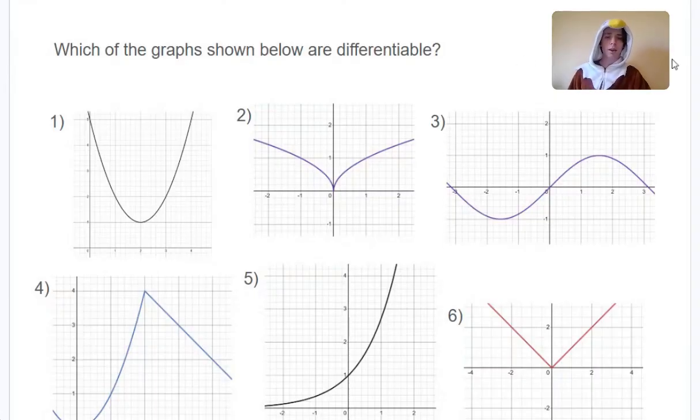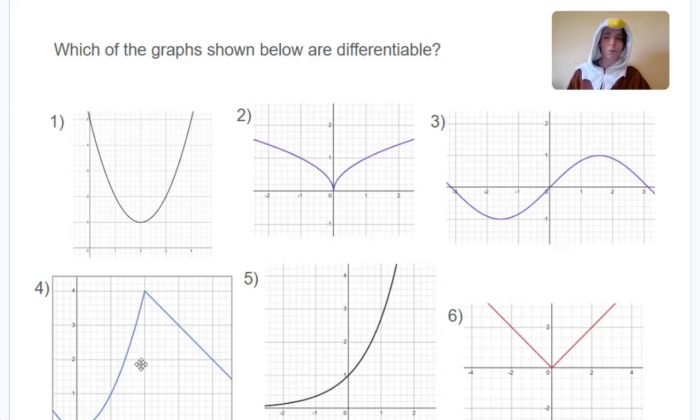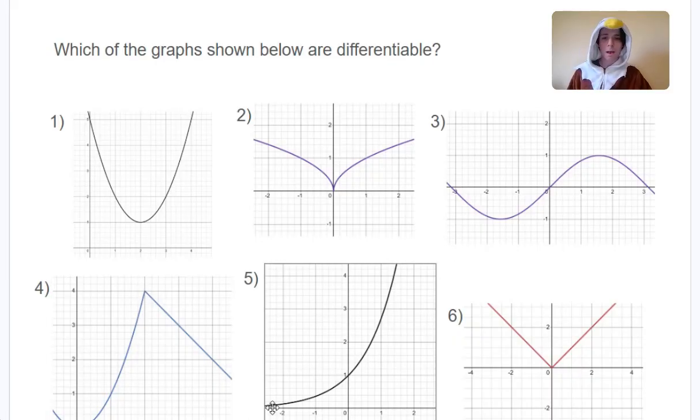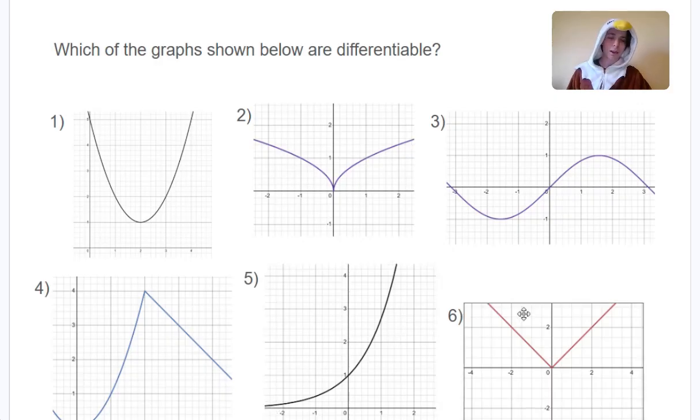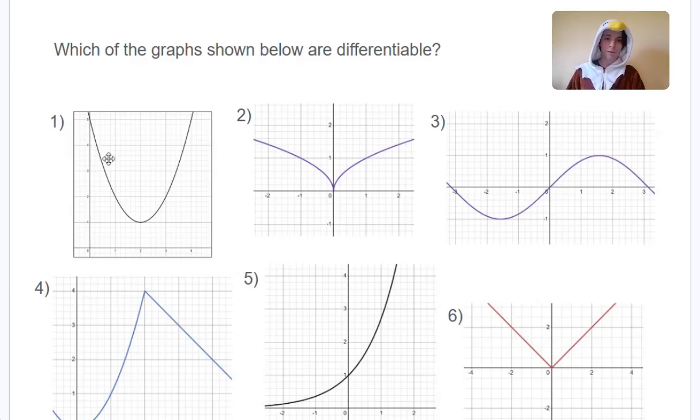And on three, it's a wave sort of thing that's going to be differentiable. Four, that's a sharp corner, so it's not going to be differentiable. Five, it's just going up. It's going to be differentiable. And finally, six, it's going down and then up, but there's a sharp corner. So that's not going to be differentiable. Only 5, 3, and 1 are differentiable.